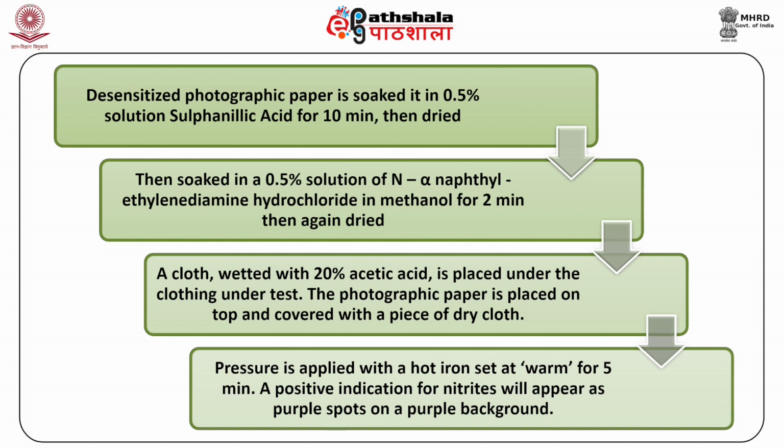The photographic paper is placed on top and covered with a piece of dry cloth. Pressure is applied with a hot iron set at warm for 5 minutes. A positive indication for nitrites will appear as purple spots on a purple background. It is rinsed in warm water to remove background color. If then rinsed in methanol, the spots will turn orange. This test is mainly used for detection of propellant particles in range of firing estimations.